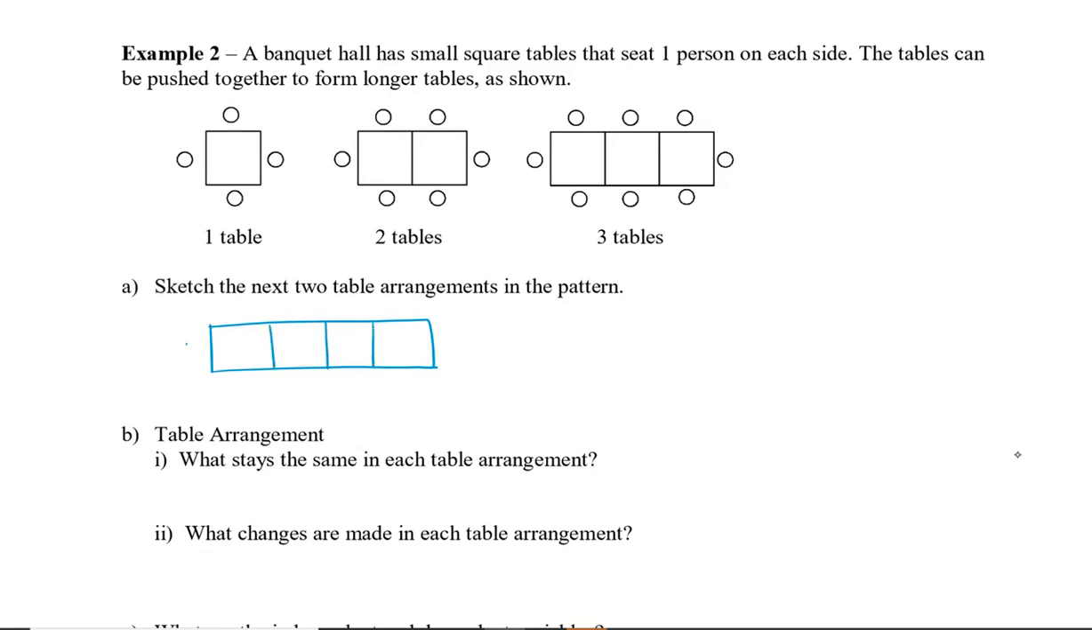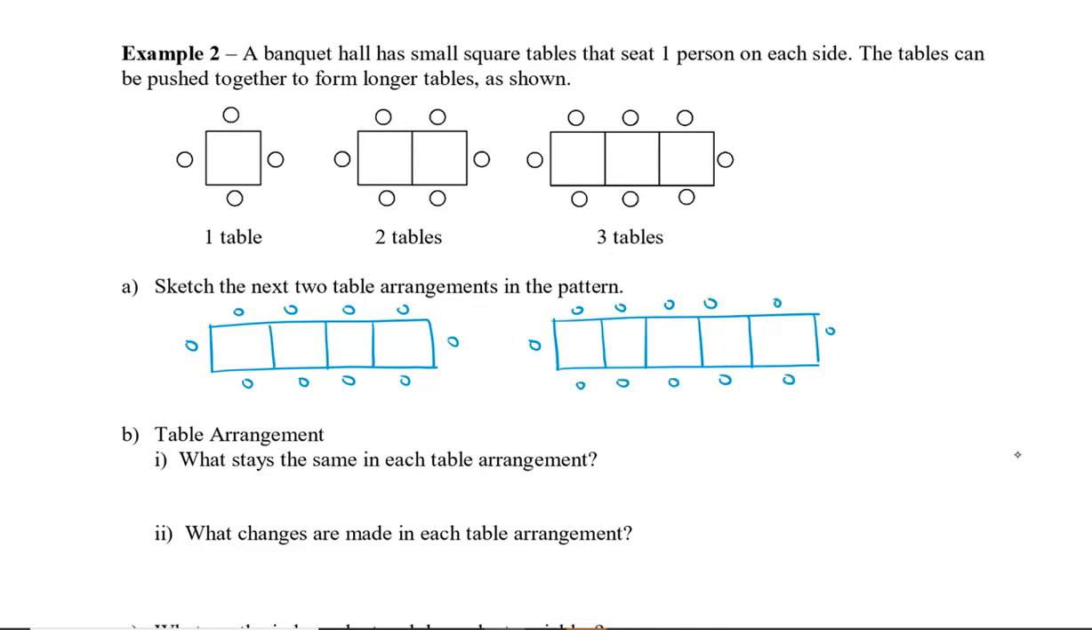And we can place one person on each side of the tables. And also in the ends. And in the next pattern, we will have 5 tables. And again, we can place one person on each side of the table and also on the ends. So what stays the same in each table arrangement? Well, we can say that the first table stays the same, which has the original 4 people.